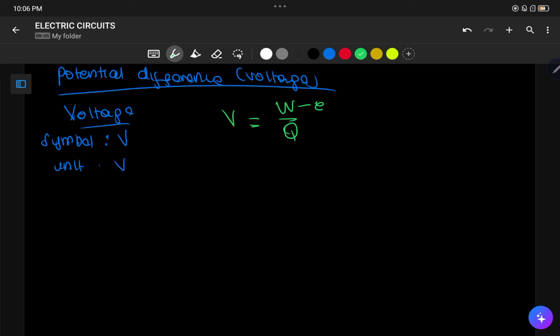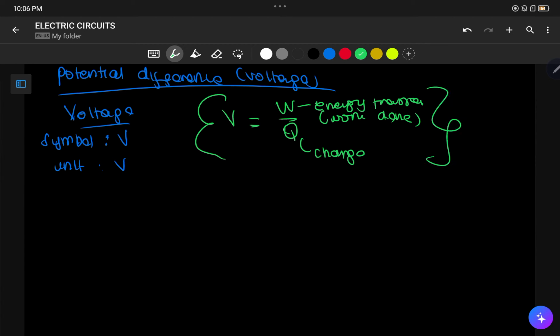W refers to the energy transferred, or the energy used by the charges to work around the circuit, also known as the work done. That is what is referred to as W in the formula. And Q refers to the charge. As you've done electrostatics previously, you know that Q refers to charge. That is the complete formula to calculate potential difference in instances where you're given the work done and the charge.